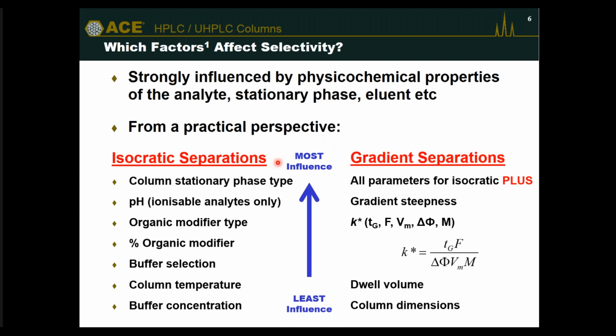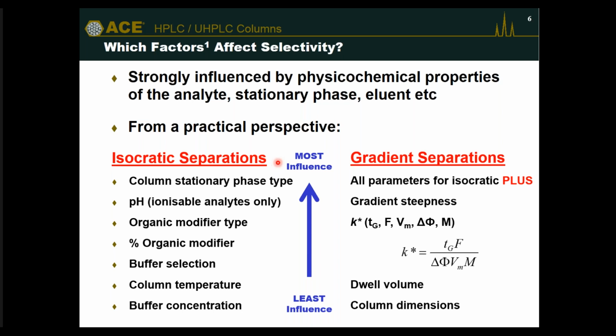So you can see there, for instance, that we have a list on the left-hand side for isocratic separations, and we can see that the parameters at the top of that list have a bigger impact on selectivity. So the column stationary phase type, for instance, the mechanisms of interaction, the pH of your mobile phase is very powerful, particularly for ionizable compounds, and the type of organic modifier as well, whether it is acetonitrile, an aprotic solvent, or methanol as a protic solvent. These have different effects on selectivity. So that's for isocratic separations.